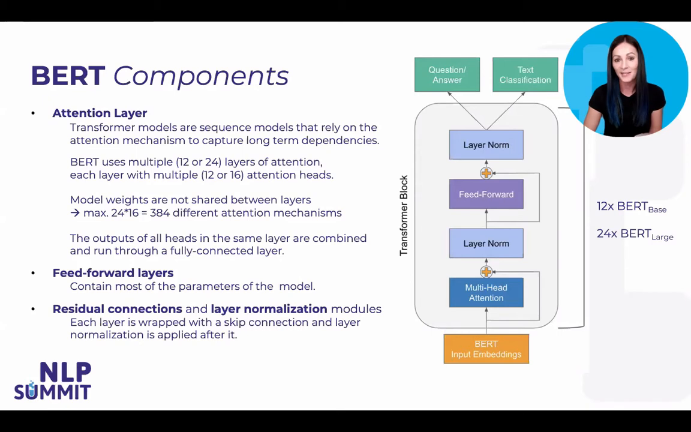And next to this attention, it also has a feed-forward layer, which is a fully connected layer, which contains most of the parameters, and residual connections and layer normalization. And then, after stacking those transformer blocks and running through, you would actually then adapt it to the actual downstream task, whether question answering, text classification, etc.